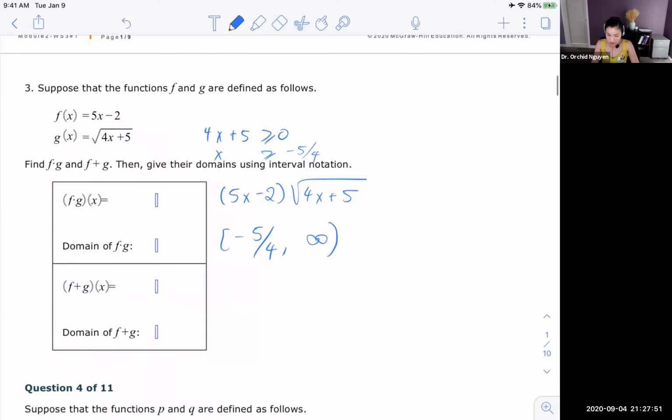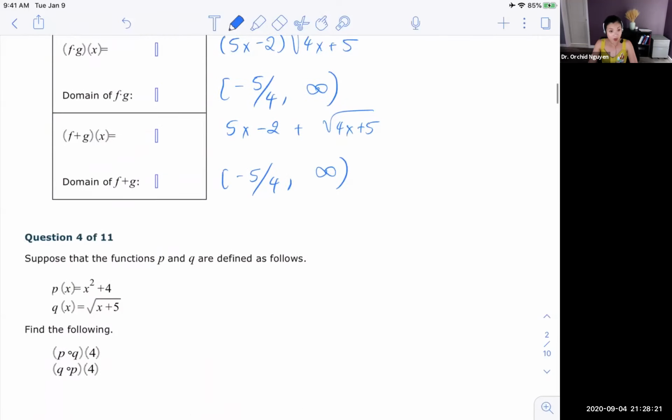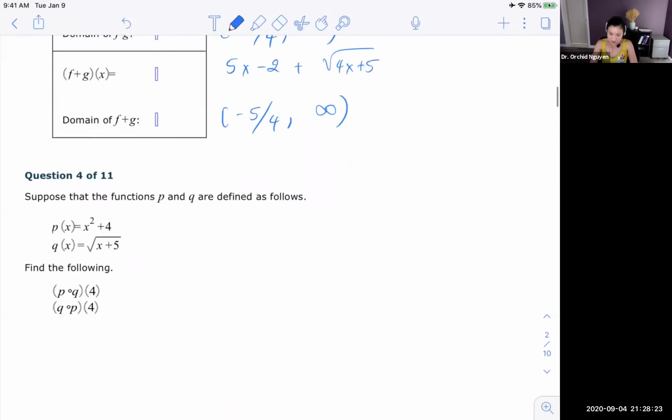Okay, so for addition, same thing, we just add. Now in this case, we can't really add, so I just have to leave it that way. Okay, for the domain, same thing. The problem that we have is the square root. We don't have any problems with linear. For linear, the domain is all real. So I'm just going to write down really quickly because we did it for part A. All right, number 4. Number 4 is the composite.